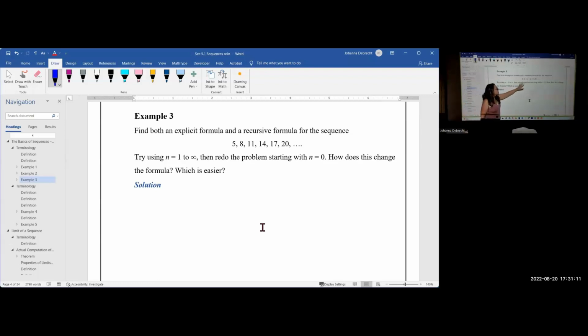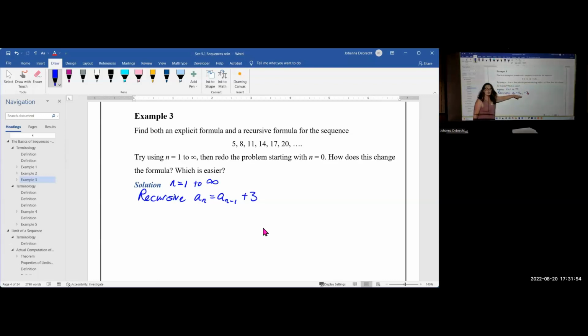Now, how can I get from one of these to the next one? Is there some relationship between them? Looking at them, I can tell that I'm increasing by 3 each time. So we're going to start with the recursive definition, going from n equals 1 to infinity. It basically says that to get to the next one, take the one in front of it and add 3. Does that work? Yes. If I take 11 and add 3, I get 14. If I take 14 and add 3, I get 17. 17 add 3, I get 20.